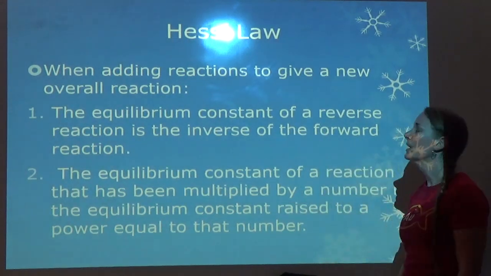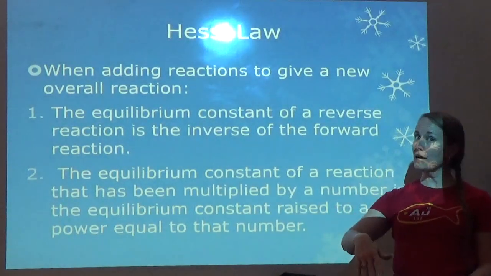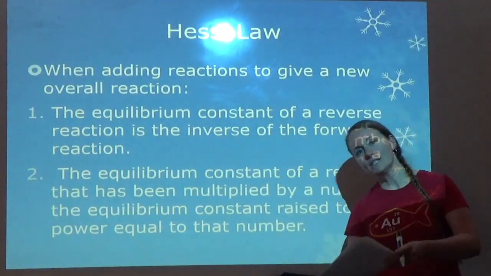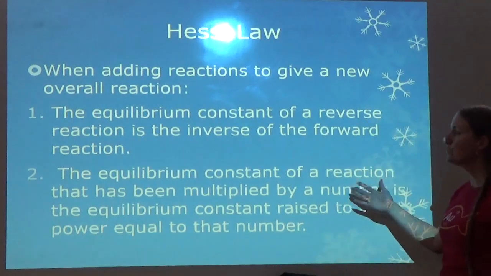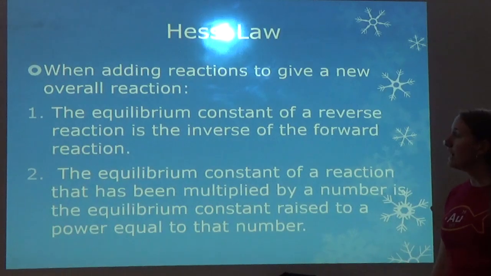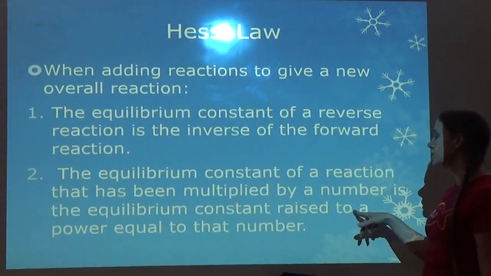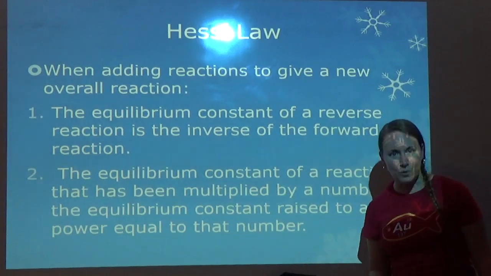Now in Hess's law for heat, if I multiply a reaction by 2, I multiply delta H by 2. Well, when it deals with equilibrium, we don't do that. The equilibrium constant of a reaction that has been multiplied by a number is the equilibrium constant raised to that power.